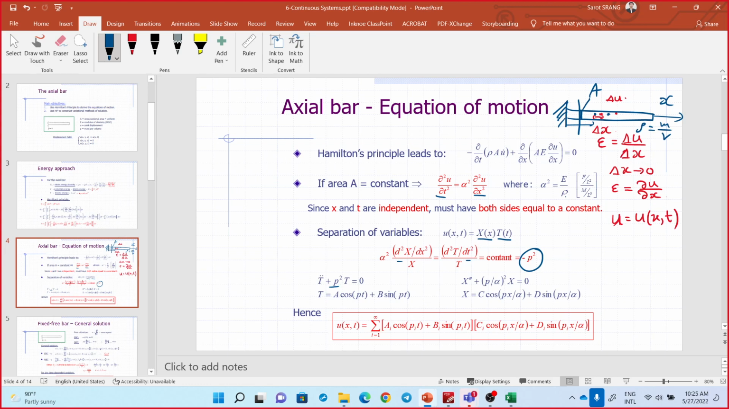And because this ratio can be any constant p, p can be any number. That's why the total solution of the equation of motion is the sum of the solutions for each value of p. Okay, so here the total solution is the sum of the solutions for particular p.